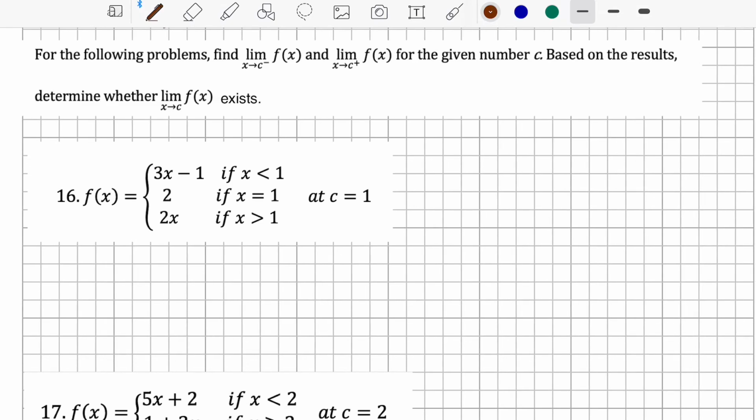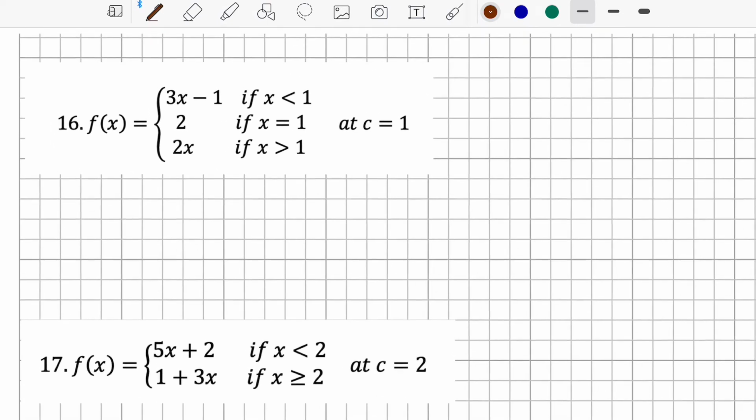This time we have a piecewise function, and it wants us to do this. For the following problems, find the limit as x approaches c from the left of f of x and limit as x approaches c from the right of f of x for the given number c. Based on the results, determine whether the limit as x approaches c of f of x exists.